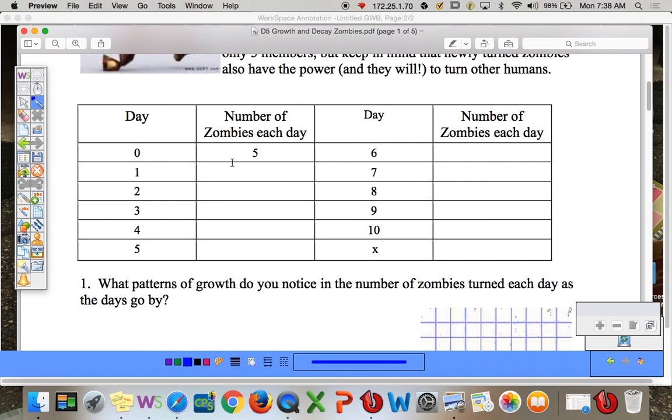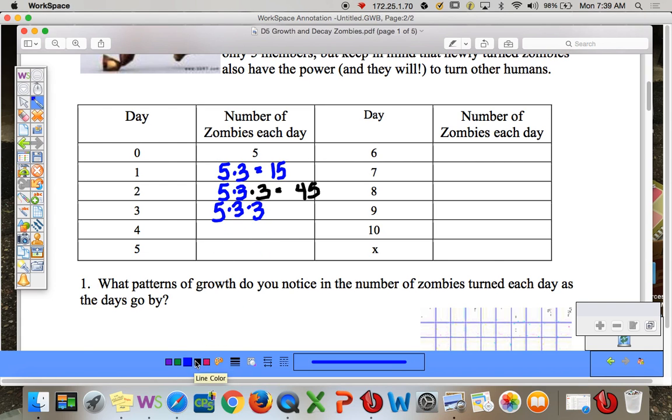So the next day would be 5 times 3, which would be 15. The next day it would be that 15, or that 5 times 3, but then times another 3, which would be 45. And the next day it would be that 5 times 3 times 3 from the day before, and then times another 3. And that would be 135. And so you can see each day we're multiplying by 3 more.